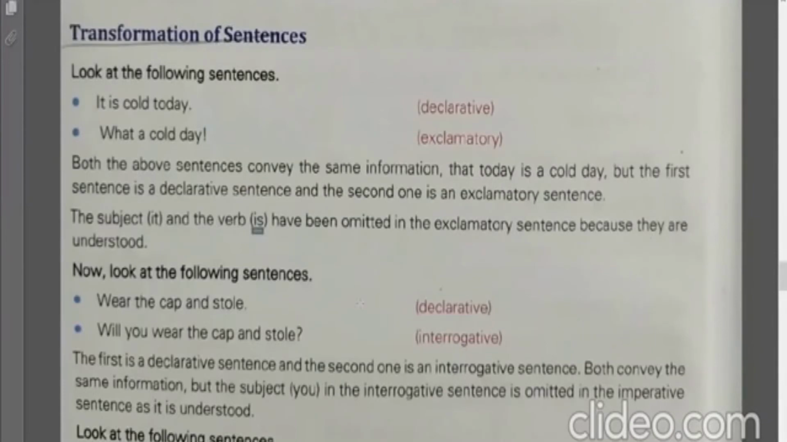Next example is: Wear the cap and stole. This is a general statement, but if we want to make it interrogative, we have to add a helping verb in the starting. A helping verb will be added at the start of the sentence to make it interrogative. So now we can ask, Will you wear the cap and stole? Question mark.